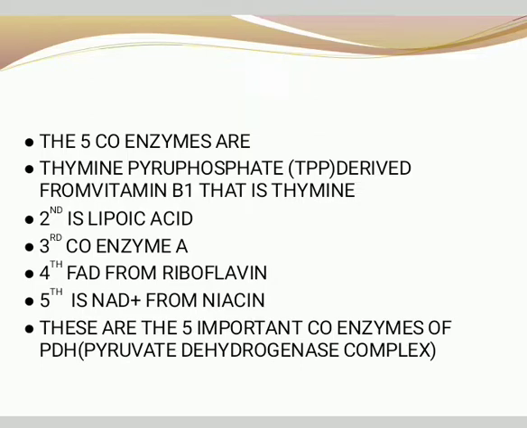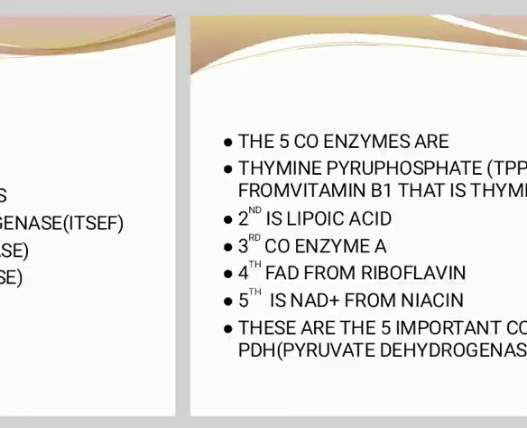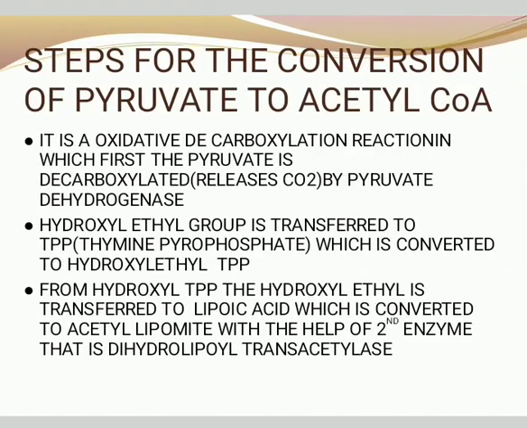Second coenzyme is lipoic acid, third is coenzyme A, fourth is FAD, and FAD is also derived from riboflavin, and niacin is also a vitamin B, riboflavin is also vitamin B, and that catalyzes the reaction related to the FAD, and niacin catalyzes the reactions related to the NAD positive. So these are the 5 important coenzymes: FAD, NAD positive, coenzyme A, lipoic acid, and TPP. So these 5 coenzymes form the pyruvate dehydrogenase complex along with these 3 enzymes. So there are total 8 things, 5 coenzymes and 3 enzymes.